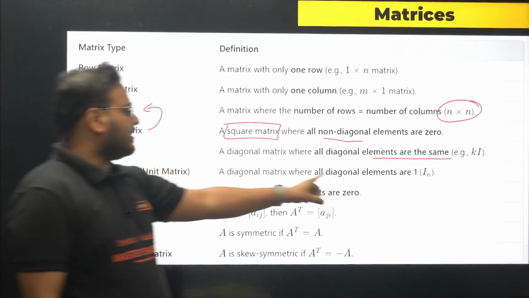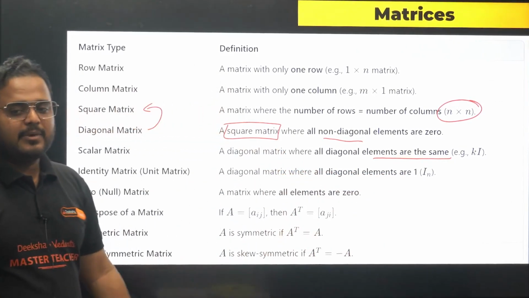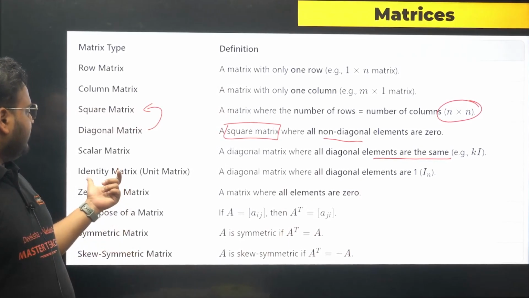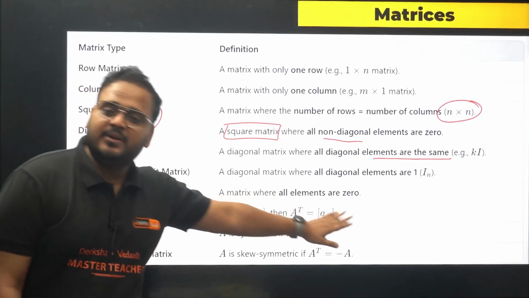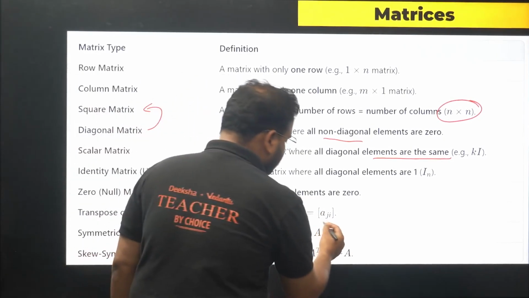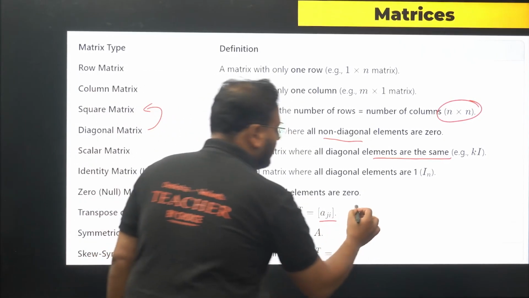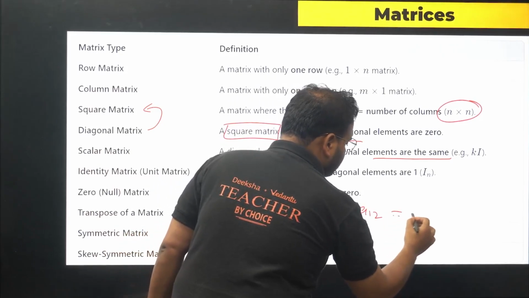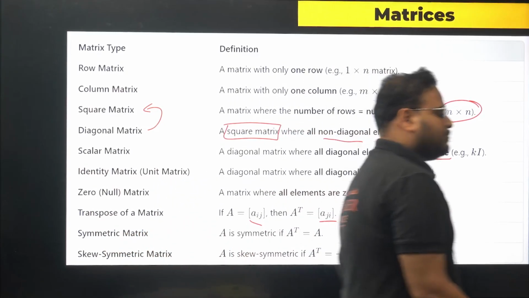Identity is going to be when the diagonal element is always 1. When the diagonal element is 1, that is called an identity matrix. We have the 0 matrix where all the elements of the matrix are 0, and we have the transpose of a matrix. Simply take this Aij as Aji. Basically, if I have A12 as the element, that will become A21. That's called the transpose of the matrix.